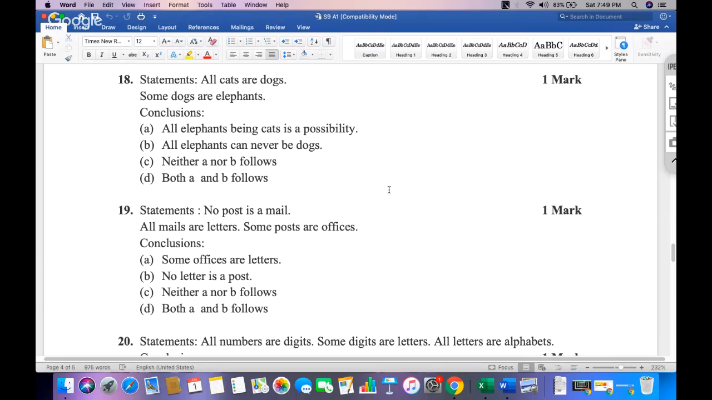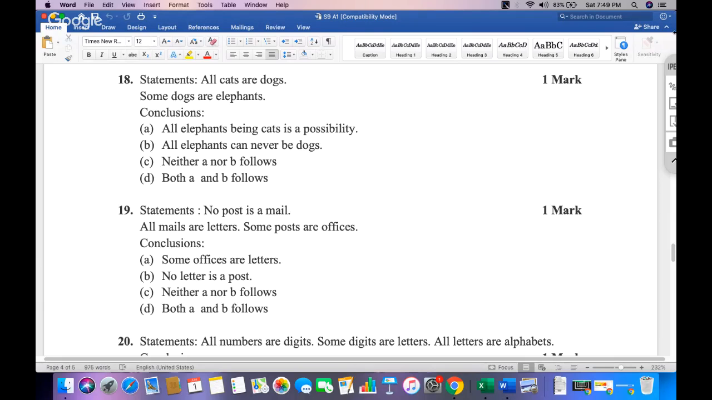Okay, in 19 also I'm getting variations. C is there, B is there, D. So few are saying C, few are saying D. Okay, no issues. So 18.